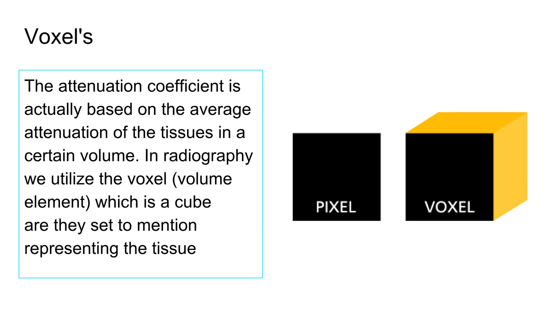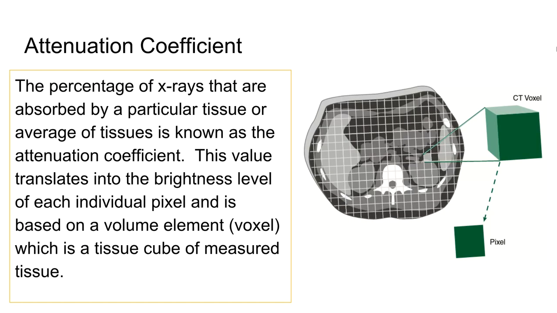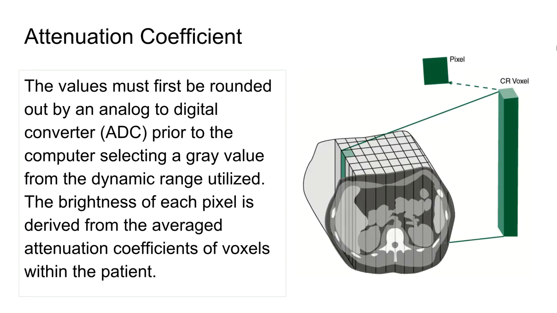Essentially, we still have voxels, but we have gigantic voxels. We have one big gigantic slice, right? When we take an AP or KUB, it's just one long voxel. It looks something like this. Here's your pixels, but they're really attached to a voxel. And captured in each voxel is all sorts of anatomy.